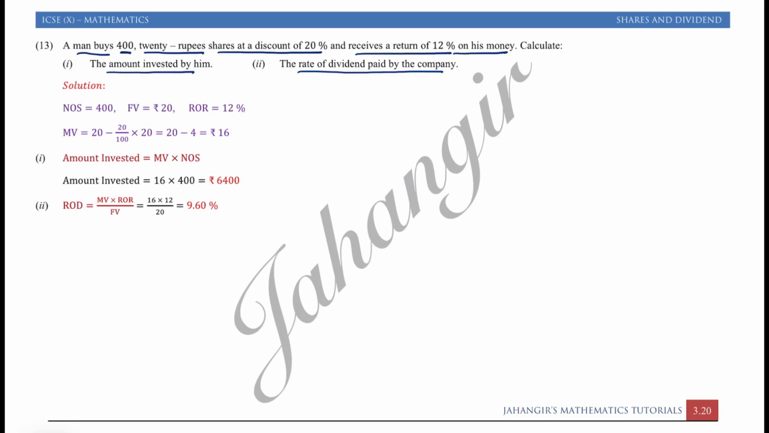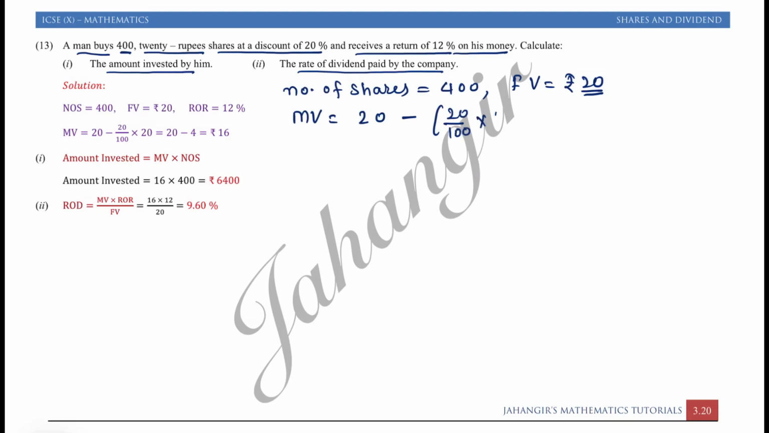In information, man buys 400, that is number of shares is equal to 400, whose face value is rupees 20. He bought it at 20% discount. So market value will be 20 face value minus 20% face value per discount. Whenever they say premium and discount percent they give us, you have to always calculate it on face value. So here I can write 20 minus 20% of face value. So that will give you 0 cancel. So that is 20 minus 4. So market value is now rupees 16.